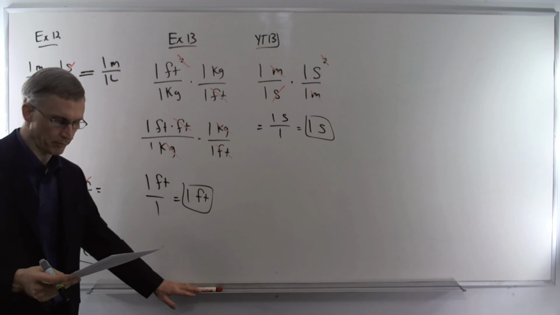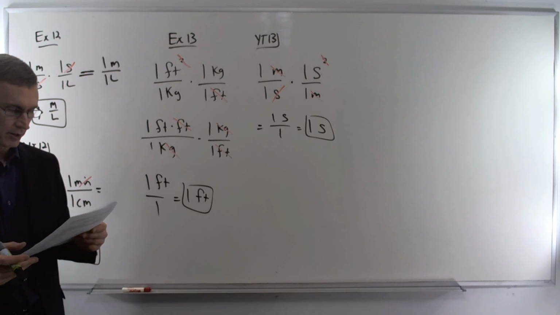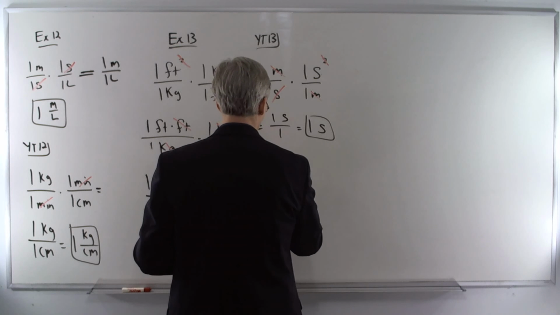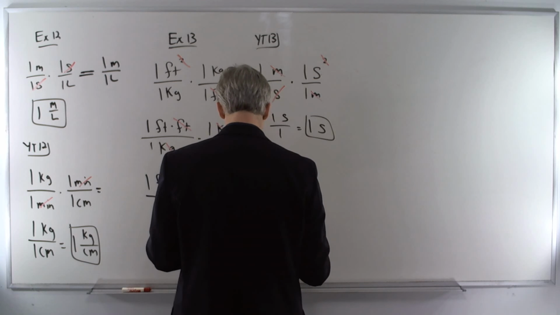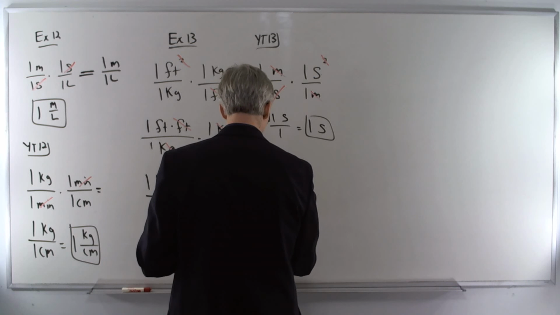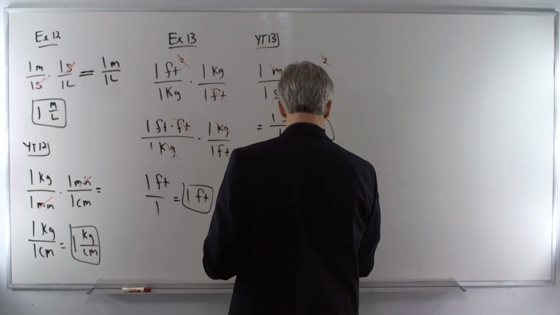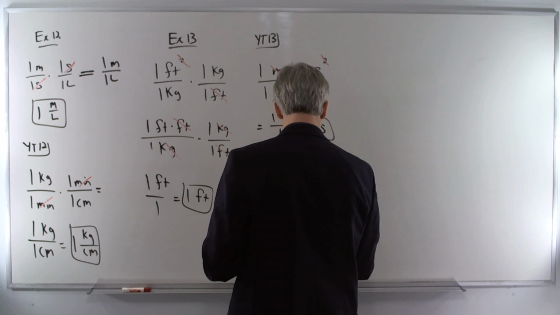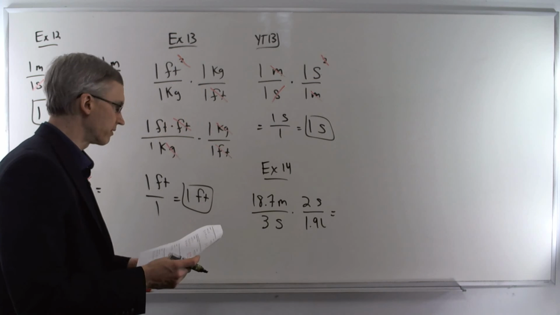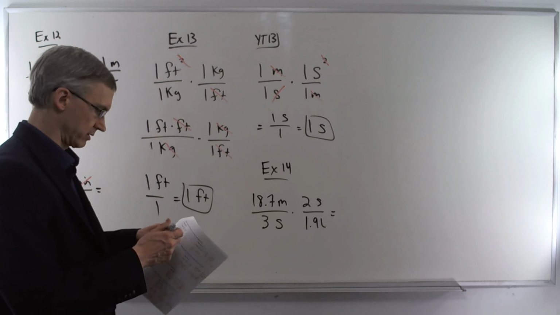All right, so we're done warming up. Now let's look at some more realistic ones with some numbers other than 1. Example 14. 18.7 meters over 3 seconds times 2 seconds over 1.9 liters.